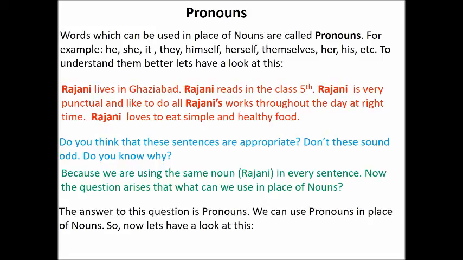For example, he, she, it, they, himself, herself, themselves, her, his, etc. To understand them better, let's have a look at this. Rajni lives in Ghaziabad. Rajni reads in class 5. Rajni is very punctual and likes to do all Rajni's work throughout the day at the right time. Rajni loves to eat simple and healthy food. Do you think that these sentences are appropriate? Don't these sound odd? Do you know why? Because we are using the same noun in every sentence.